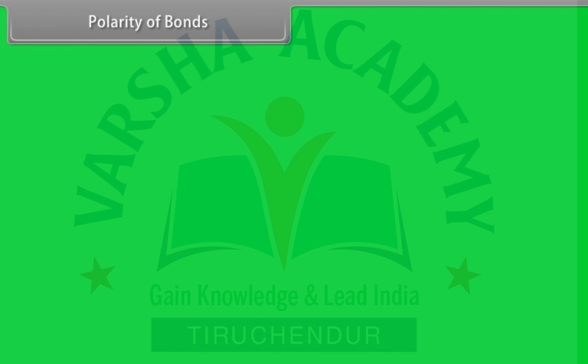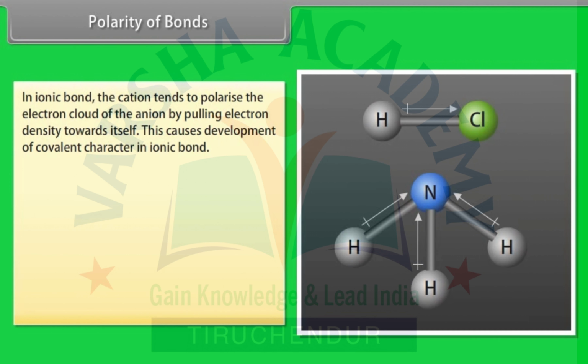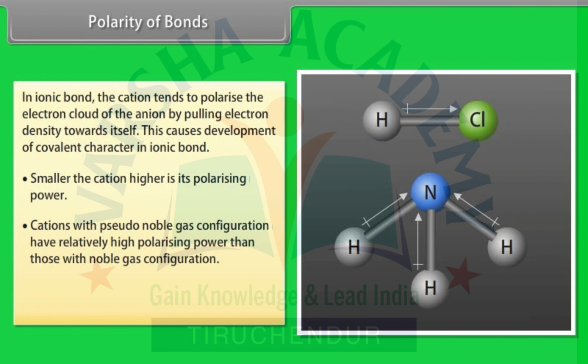Polarity of bonds. In an ionic bond, the cation tends to polarize the electron cloud of the anion by pulling electron density towards itself. This causes development of covalent character in the ionic bond. The smaller the cation, the higher is its polarizing power. Cations with pseudo-noble gas configuration have relatively higher polarizing power than those with noble gas configuration. The larger the size of an ion, the higher is its polarizability.